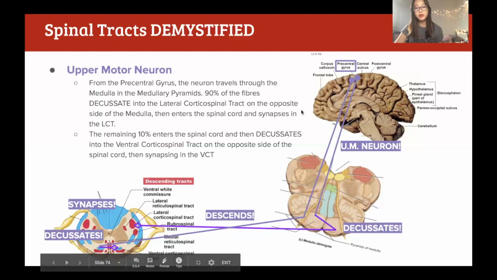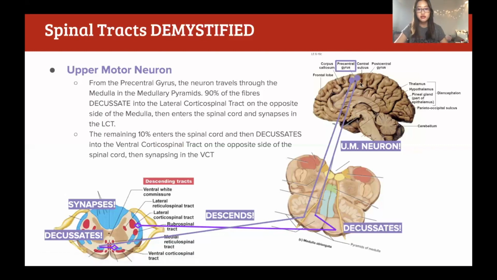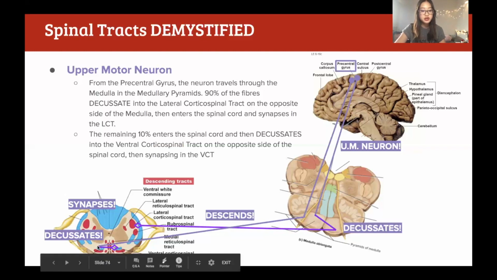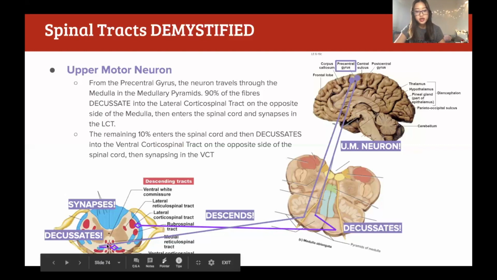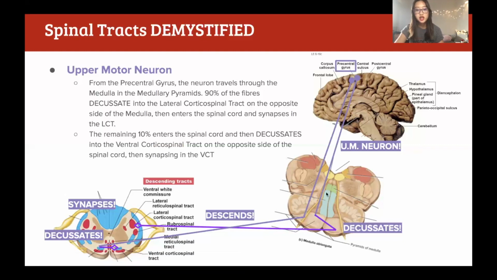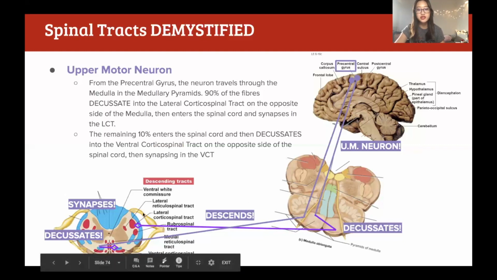Now, what happens to the remaining 10% of these upper motor neurons? These would go from the precentral gyrus into the medullary pyramids. They wouldn't decussate right here. Nothing happens to them. They keep descending into the ventral corticospinal tract. And then at this point, they would decussate. So you just remember that lateral means it decussates in the medulla, ventral means it decussates in the spinal cord.